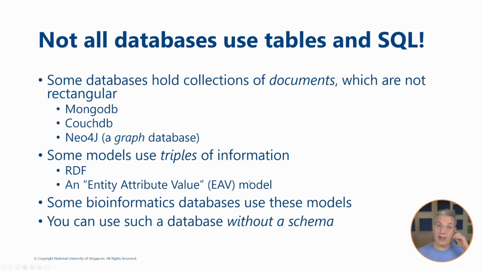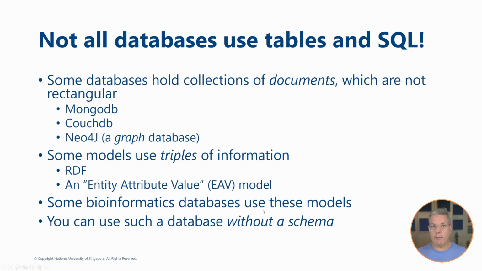The truth is, not all databases use tables, and not all databases use SQL. Some databases hold collections of what they call documents, which are not rectangular. Popular versions of this include MongoDB, which I use a lot myself, CouchDB, which is meant to emphasize the laziness of being able to use it, and Neo4j, which represents specifically graph kinds of information. Some models use triples of information, such as the entity attribute value on the previous slide, and another related one called RDF.